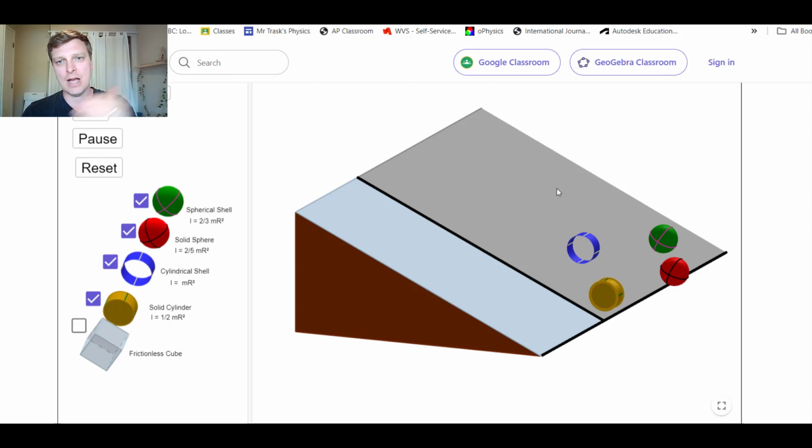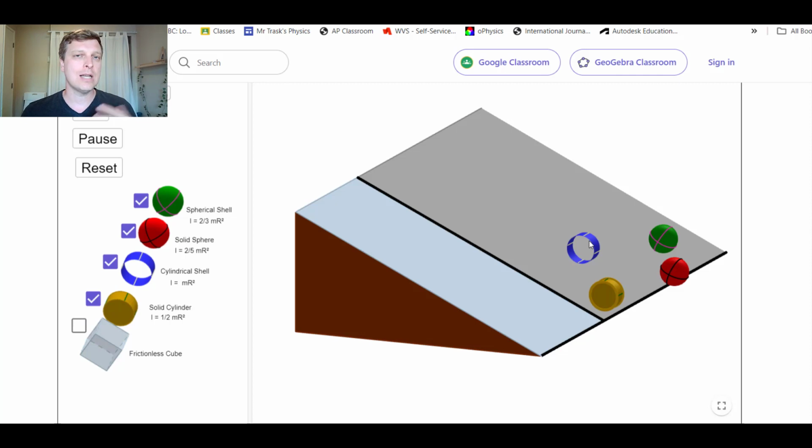And as they go down the ramp, as they roll and accelerate down the ramp, that mgh is turned into both translational but also rotational kinetic energy. Now, even though the solid sphere wins when you get to the bottom of the ramp, if you were to compare the kinetic energies of all four shapes at the bottom of the ramp, they would all have the same total kinetic energy. It's just that it's distributed in different ways.